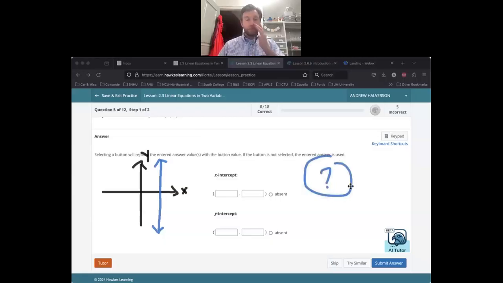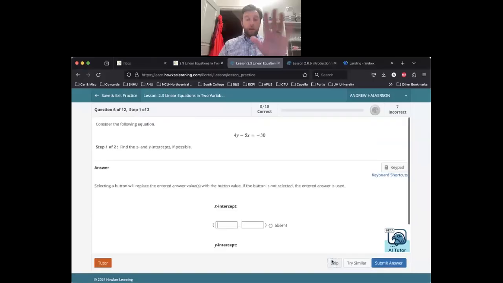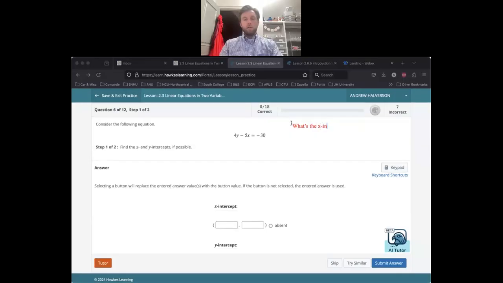Questions so far? The big takeaway on this one is putting it in standard form and finding the intercepts. Okay. So here we go. You talk me through this one. 4y minus 5x equals negative 30. Let's find the x-intercept first. How do I find it?